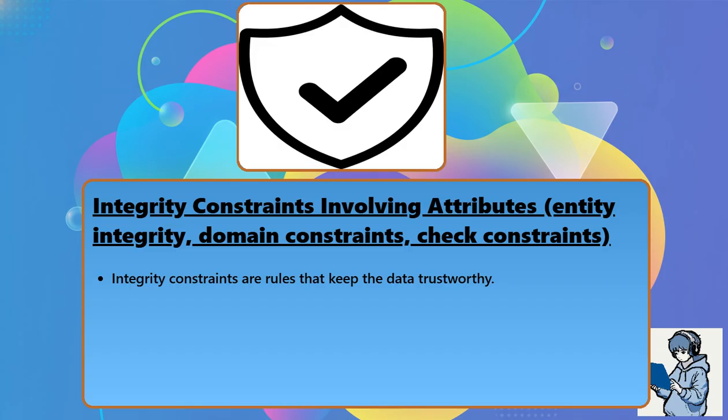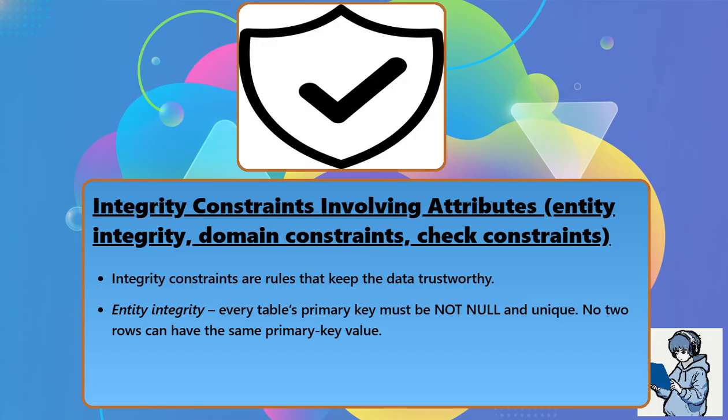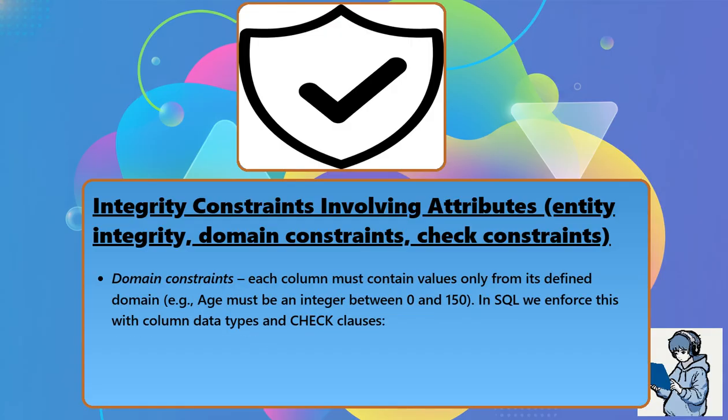Integrity constraints are rules that keep the data trustworthy. Entity integrity: every table's primary key must be not null and unique. No two rows can have the same primary key value. Domain constraints: each column must contain values only from its defined domain. For example, age must be an integer between 0 and 150. In SQL, we enforce this with column data types and check clauses. Check age between 0 and 150.